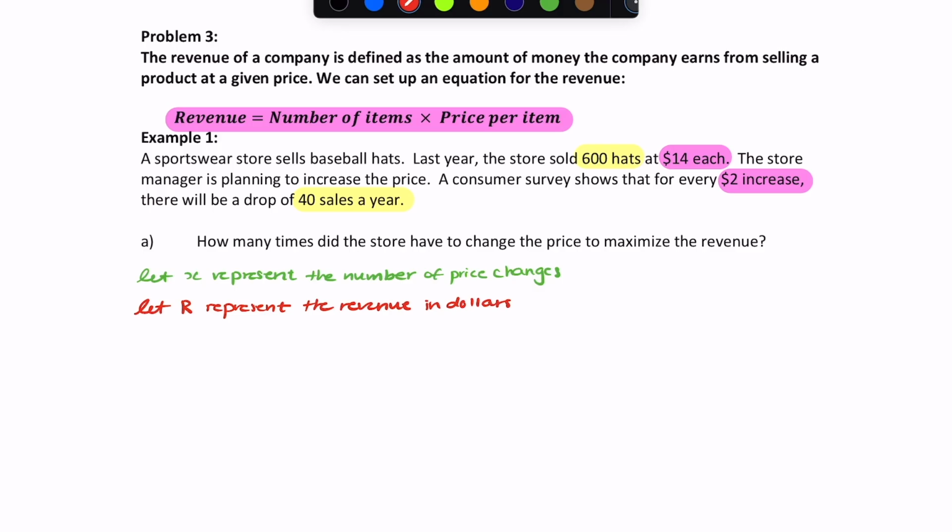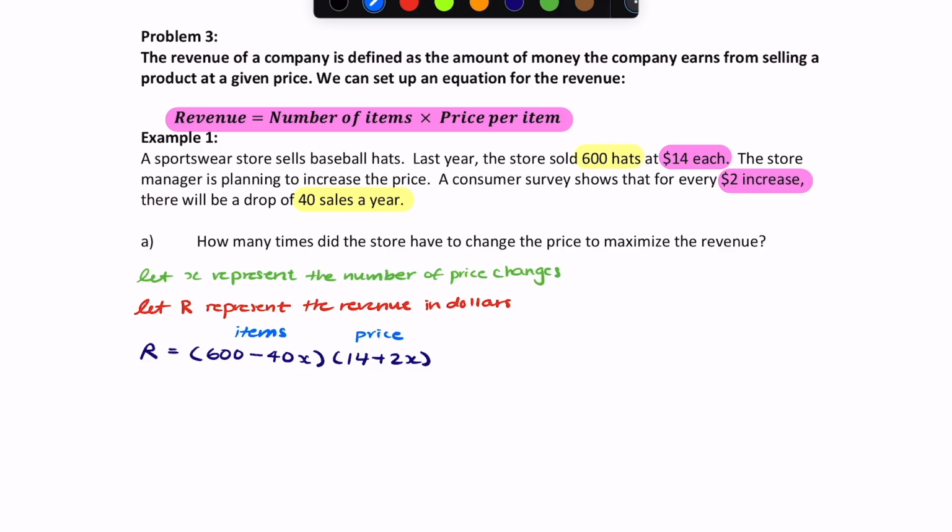Okay, so here we'll write our equation. So again, revenue is equal to the number of items. So again, number of items was highlighted in yellow. So we start with 600 and there's a drop of 40 sales per year. So 600 minus 40x, and that here represents the items. And then we're going to multiply it by the price of the item. So it starts at 14 and there's an increase of $2. So that would represent the price.